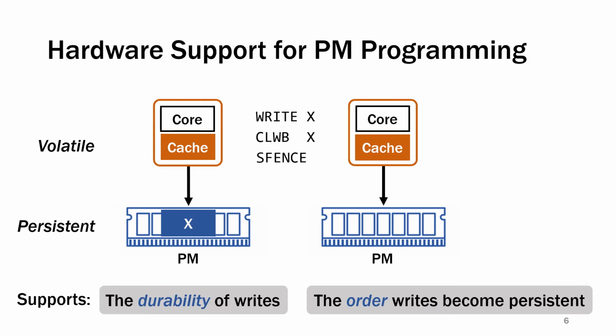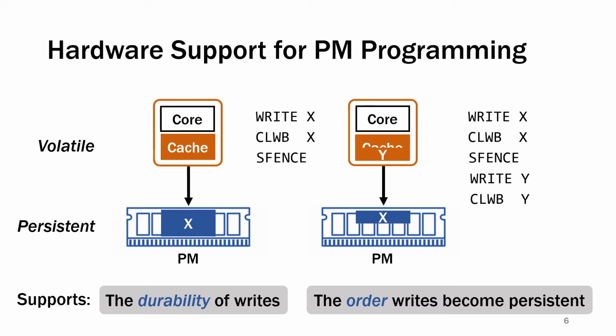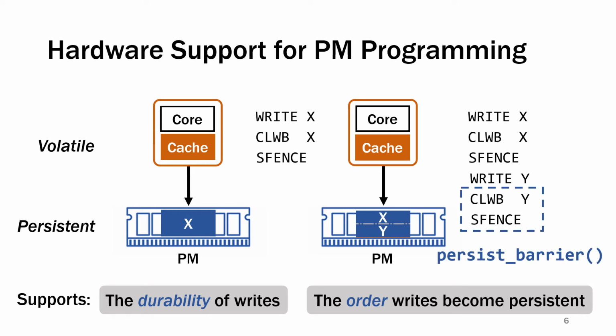The system also supports the ordering guarantee, that is, one write can become persisted before another. After writing to X, it issues a CLW to X and an S fence to make sure X is persisted, then it can perform follow-up writes to location Y. And for simplicity, we refer to the combination of CLW plus an S fence as a persist barrier.